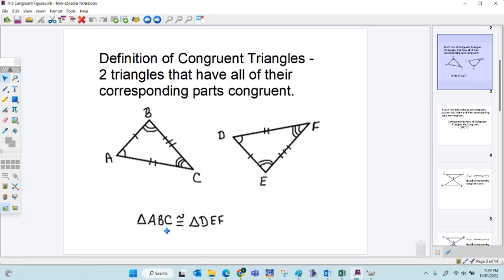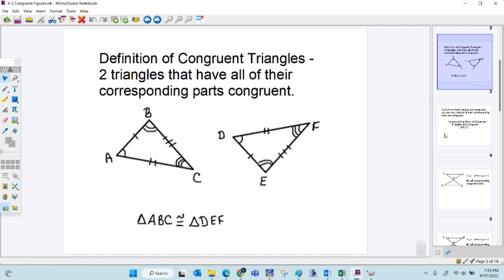If I wanted to, I could have said triangle CAB, but then I would have to say it is congruent to triangle FDE. CAB would be congruent to FDE because the corresponding angles have to line up.